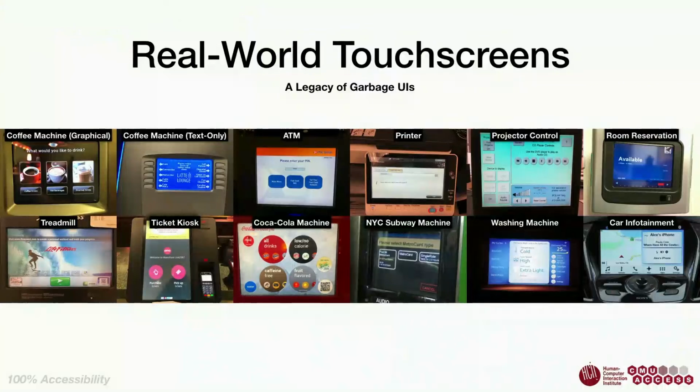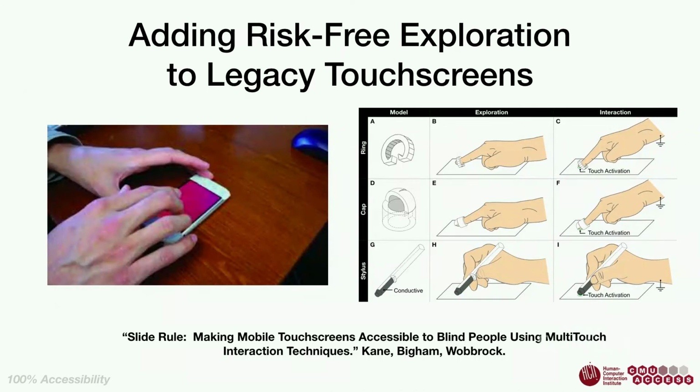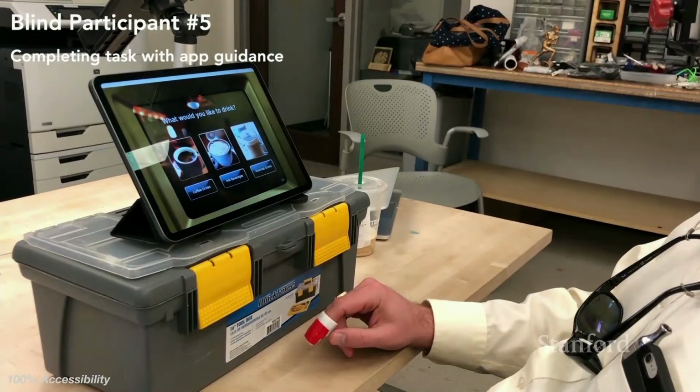So, touchscreens: there's a million touchscreens out there. None of them are accessible. They'll probably be around forever. We adapted some of the ideas from Slide Rule, but now we have this little 3D printed finger cap that you can use for risk-free exploration, where if it's a capacitive screen, at least it blocks your finger from triggering things. And then if you want to trigger something, depending on the design, you can kind of rock down and trigger it. Here's a participant. It's a little over the top in that there's all kinds of things going on, but I'll play the video.